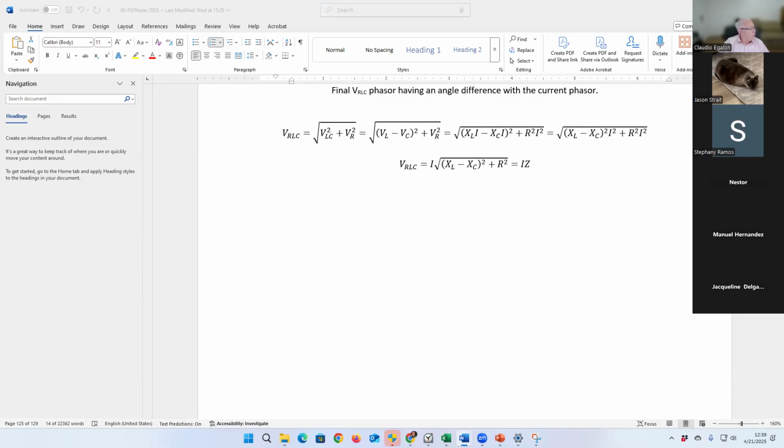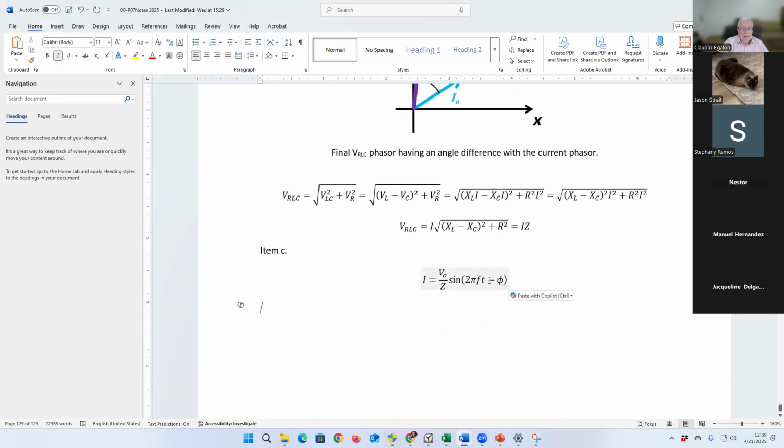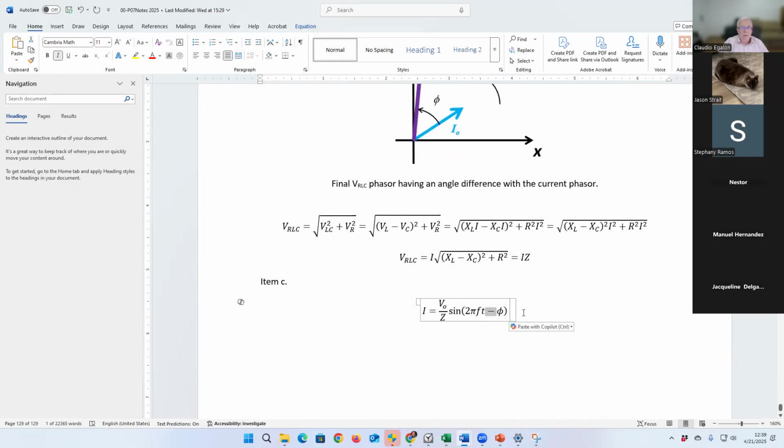Just looking at it, if VL is greater, here you go, item C. It's going to be something like that: V naught Z sine 2 pi ft. According to this drawing, you can see that the current lags the voltage by an angle phi. Later on, we're going to find out what this angle phi is all about. So that's why I put the lagging factor here, minus.